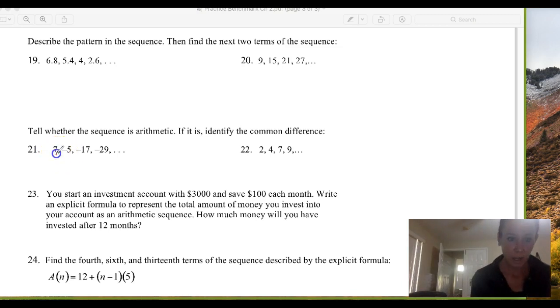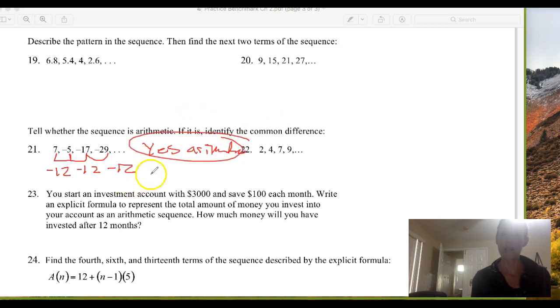Let's check. From 7 to -5, 7 minus -5, I'm going to take off 12. Okay, that difference is 12 in the negative direction. From -5 to -17, I subtract 12. From -17 to -29, I subtract 12. So yes, it is arithmetic. Okay, so identify its common difference. Its common difference is -12.